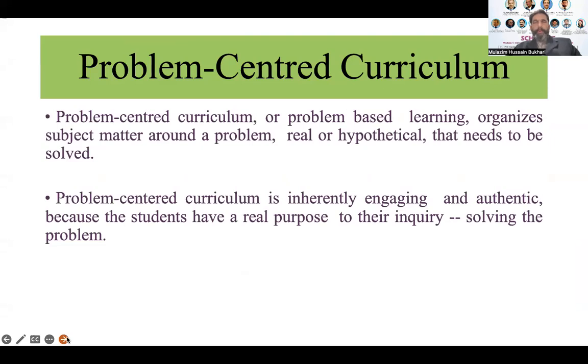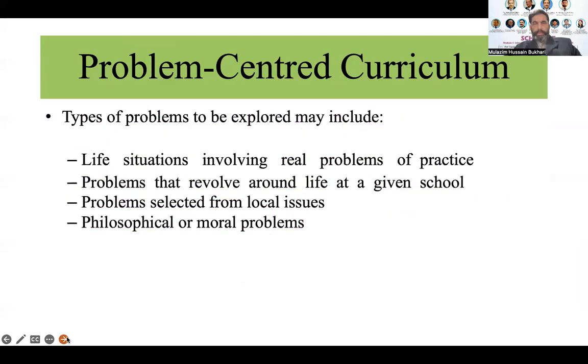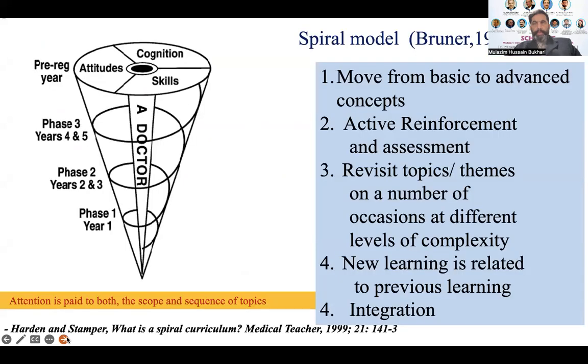Another is the problem-based curriculum. Some institutions are running problem-based curricula. It has its own advantages. It depends on the types of problems explored, which may include life situations, solving real problems, problems that revolve around life at given schools, problems selected from local issues, and philosophical and psychological problems.